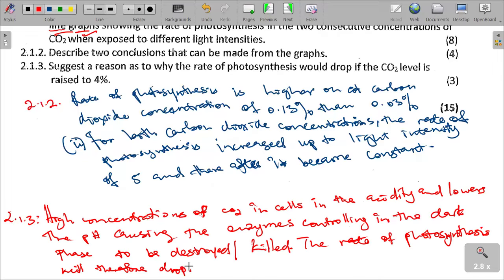The rate of photosynthesis will therefore drop. That is what happens there. If we can increase the carbon dioxide to 4%, as you can see, that is going to be the problem there. That will cause the photosynthesis to drop anyway.